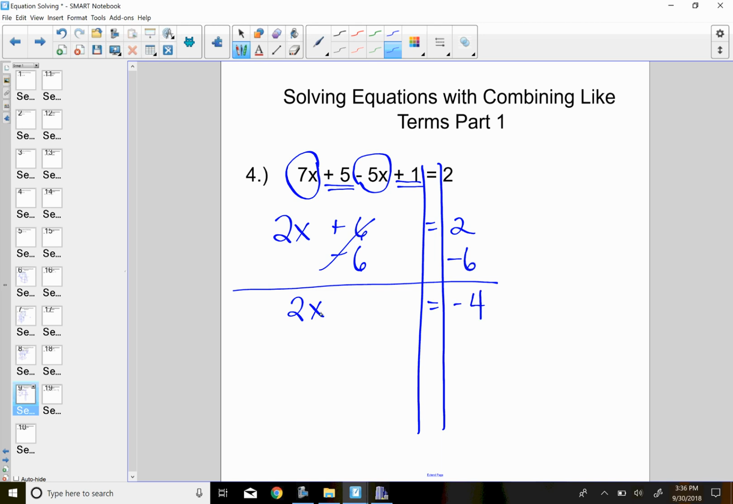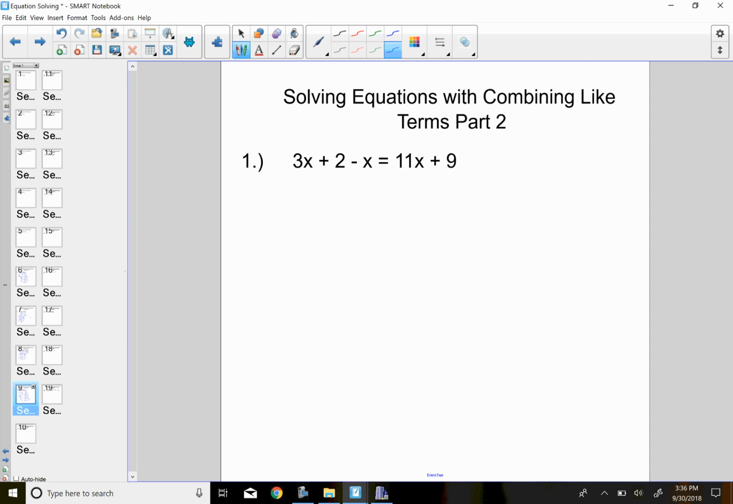So if I go back, here's x, times 2 is attached. So I do the opposite and divide by 2. So x is equal to negative 4 divided by 2. I can use my calculator to help me with the calculations. X is negative 2.